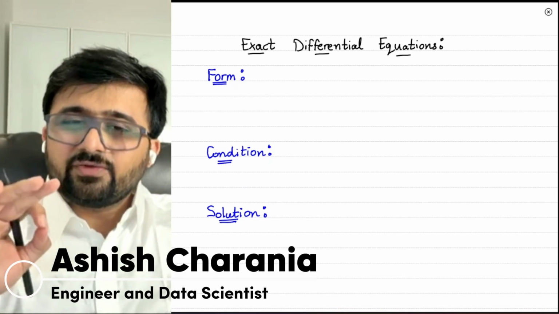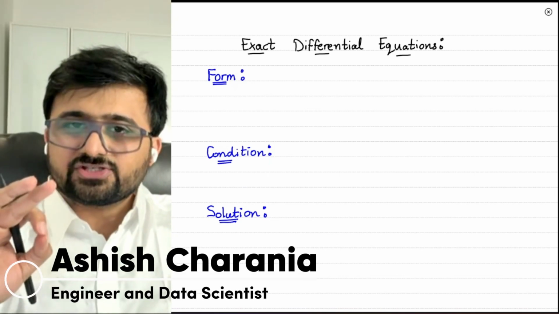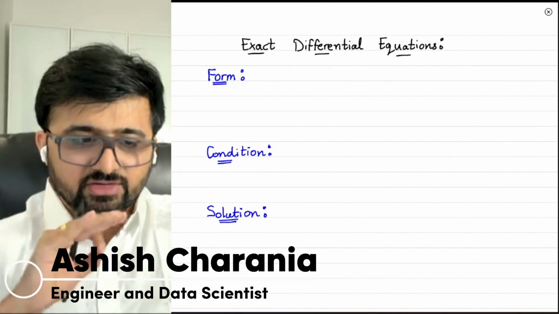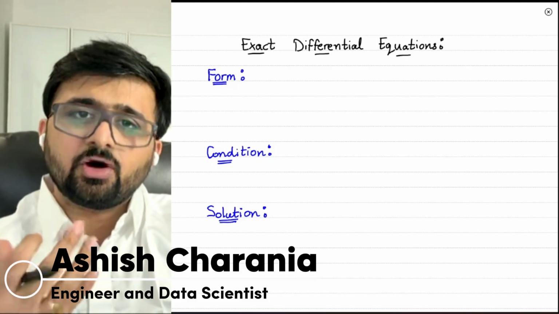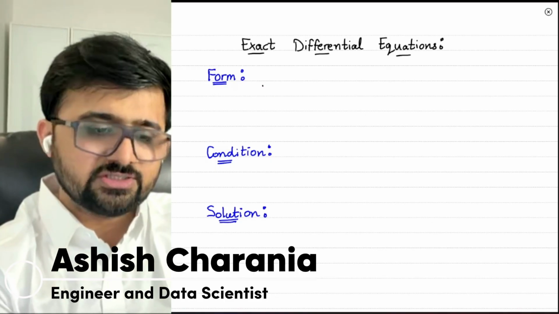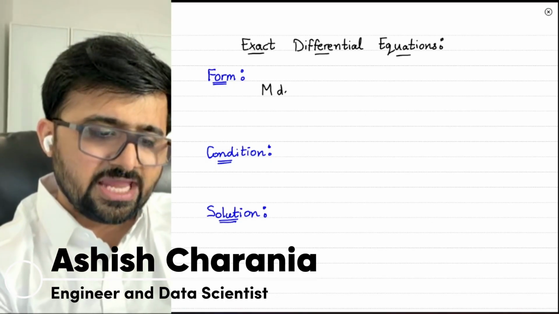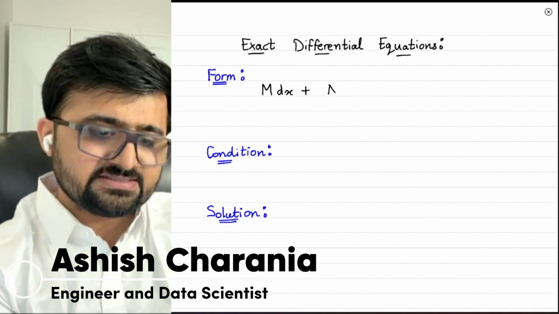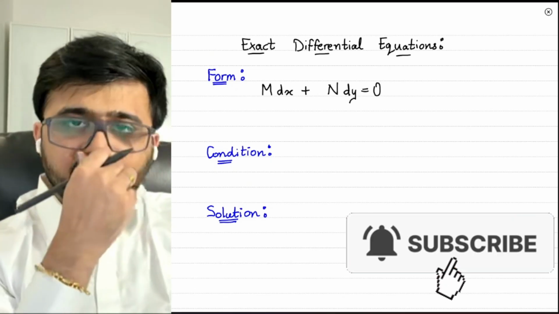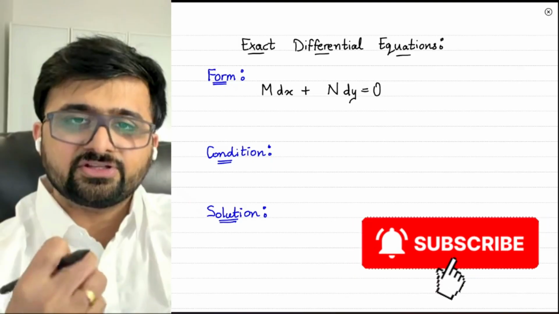In this video, we will master the concept of exact differential equations from your semester 2 of Applied Mathematics 2 of engineering. Okay, let's look at what is the form of exact differential equation. An exact differential equation is a differential equation which is written in the form M dx plus N dy is equal to 0. Okay, that's the form or format of an exact differential equation.